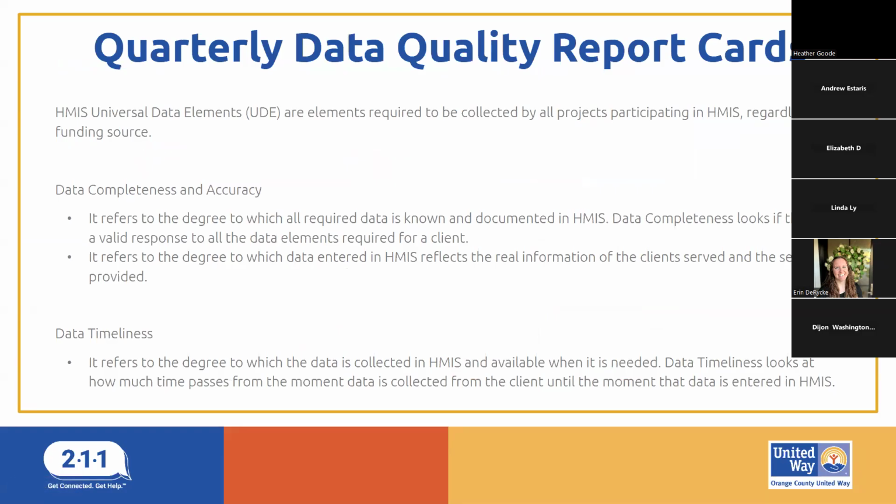So the quarterly data quality report cards measure data completeness, data accuracy, and also data timeliness. These are HMIS universal data elements that are required to be collected by all projects. So data completeness and accuracy refers to the degree to which all required data is known and documented in HMIS. Data completeness looks at whether there is a valid response to all the data elements required for the client. And it also refers to the degree to which data entered in HMIS reflects the real information of the client served and the services provided.